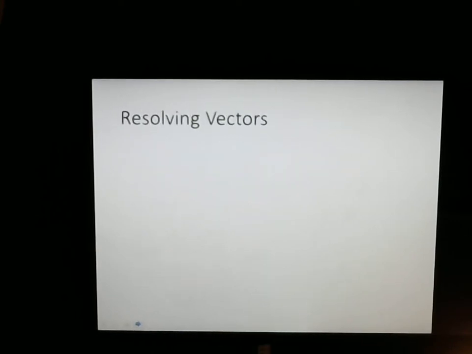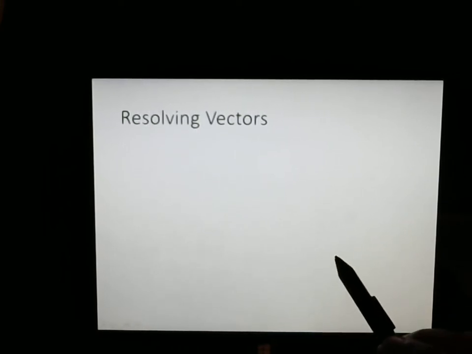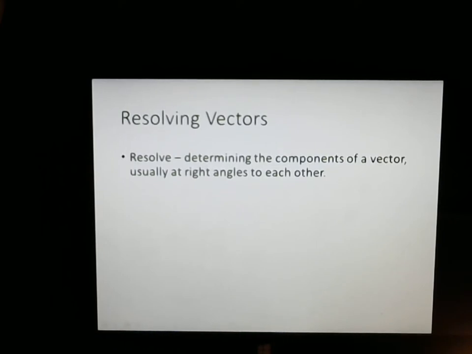Let's have a look at resolving vectors. So what if we don't have vectors at right angles? For example, we might have something at a 45-degree angle being added to something at a 30-degree angle. To solve that, we firstly need to do what we call resolving the vectors. Now this has a syllabus definition as well. To resolve means to determine the components of a vector, usually at right angles to each other.